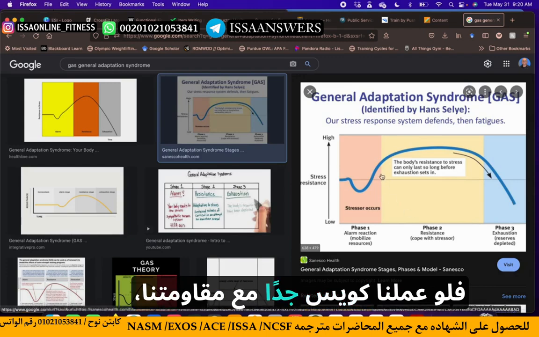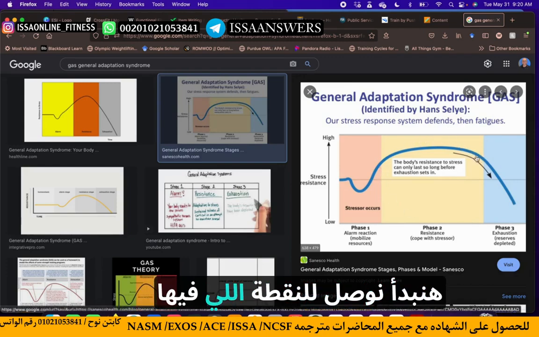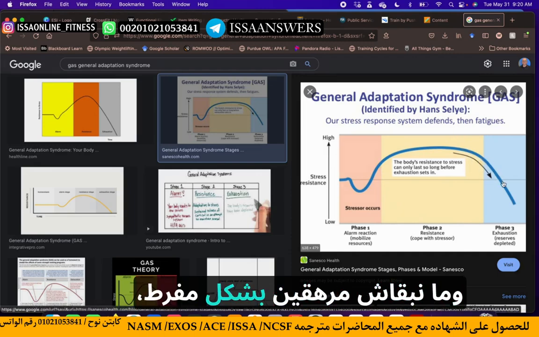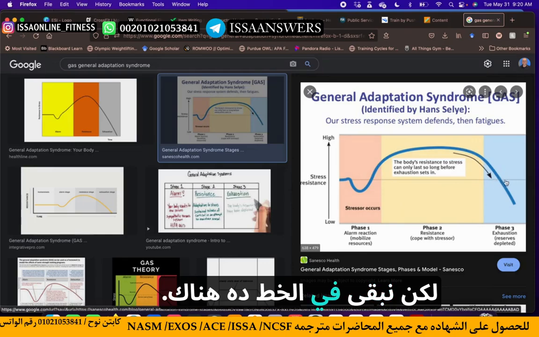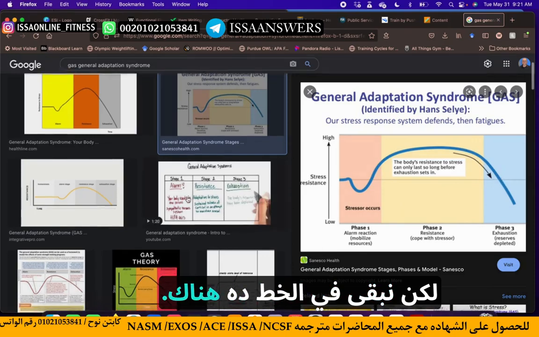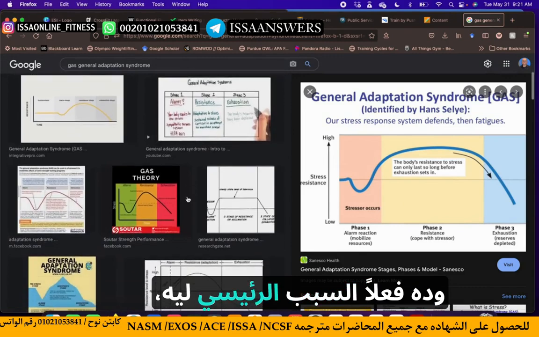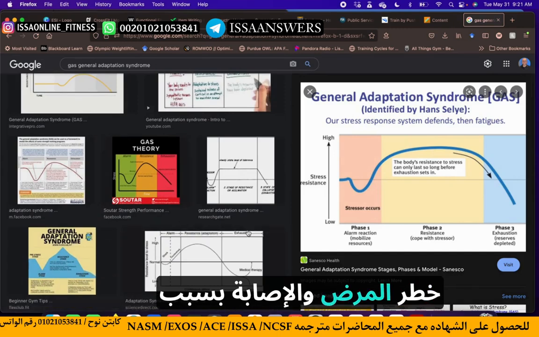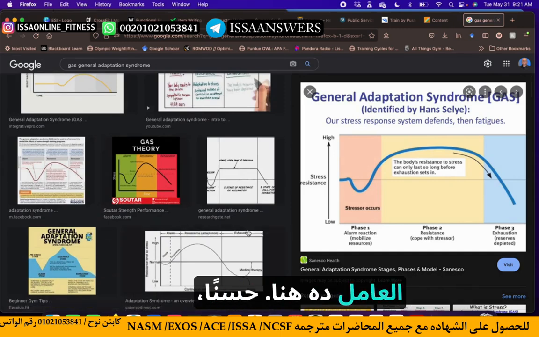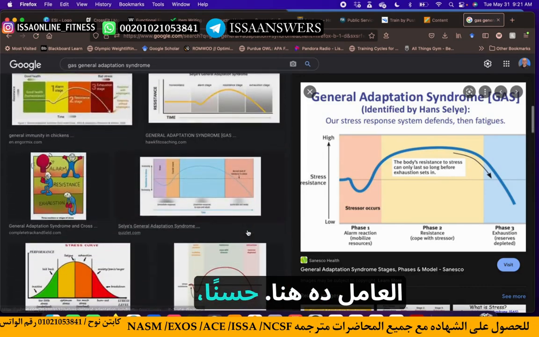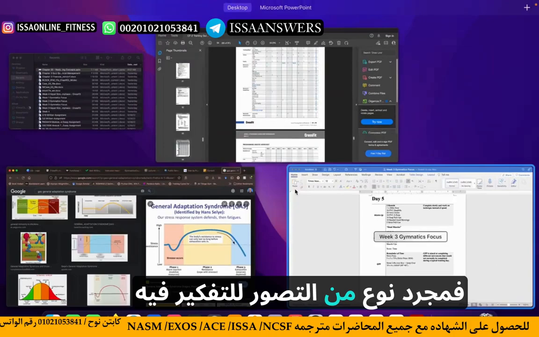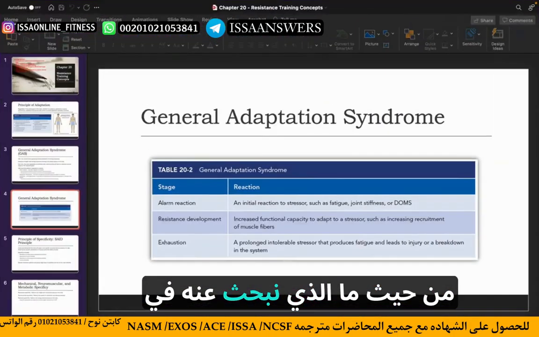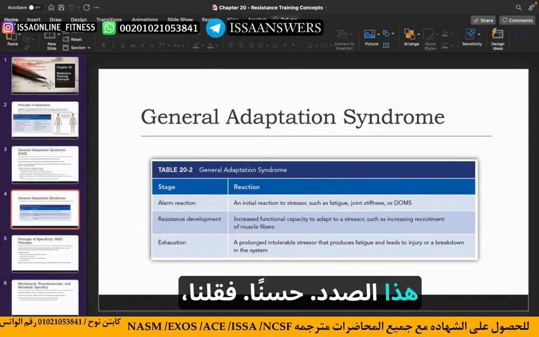So if we do really well with our resistance, we will start to get to that point where our stress resistance stays level and we do not become overly exhausted, but we stay right in that line there. Okay, and that's really the main reason why we have those issues of sickness and injury risk because of this factor here. Okay, so just kind of a visual to think about in terms of what it is that we are looking for in that regard.